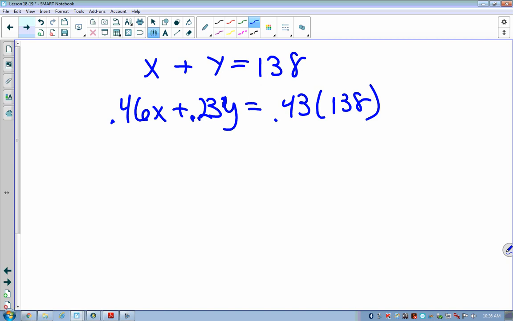We've solved these types of equations before, but can anybody tell me a quicker way to solve this question? A matrix. The only thing that I have to do first is multiply the 0.43 times the 138, which, for your information, is 59.34.